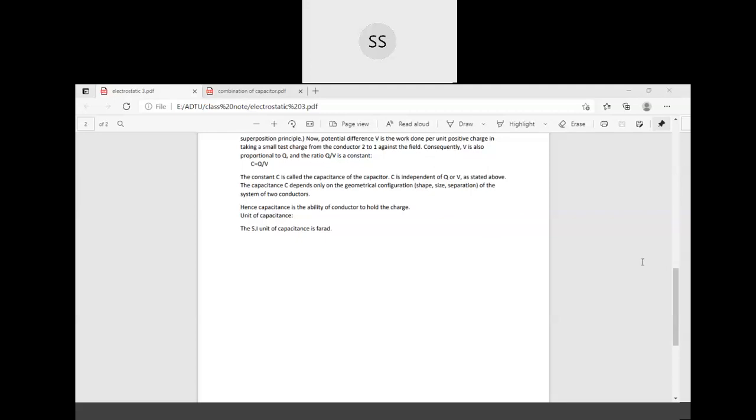When charge is 1 coulomb and potential V is 1 volt, then the capacitance is 1 farad. So Ziban's answer is correct. The capacitance which stores 1 coulomb charge across potential of 1 volt. Okay, all of you write down the answer.